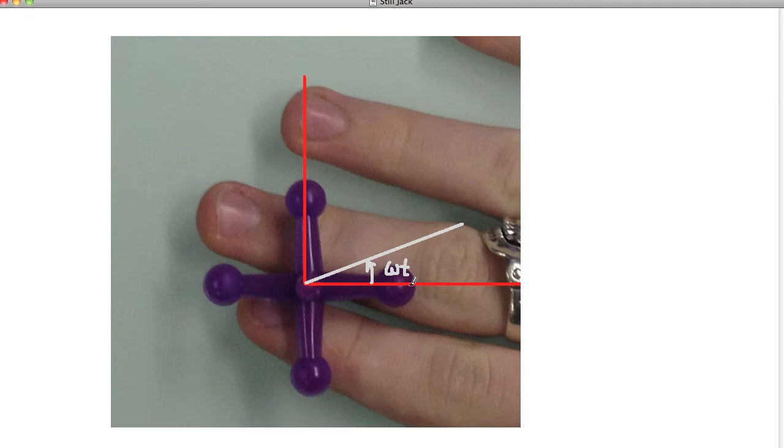So if this jack is spinning pretty fast, let's say it's going 20 or 30 revolutions per second, and we have a strobe light going off at exactly the same rate, once every revolution, then when we look at this jack, it'll appear to us to have not moved at all between the flashes of the strobe light.